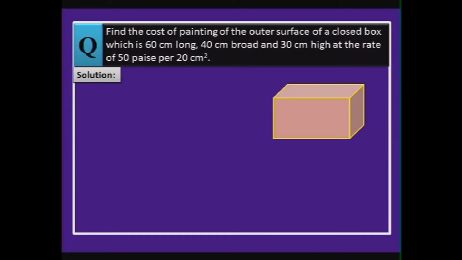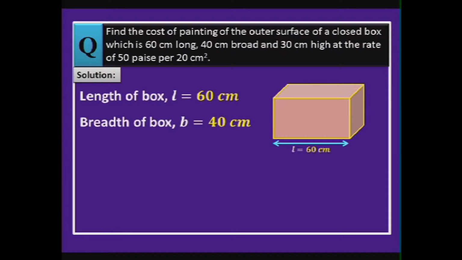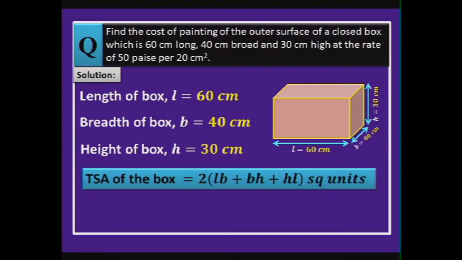So, first we are given a cuboid, a closed box whose length is 60 centimeters, the breadth of the cuboid is 40 centimeters and the height is 30 centimeters. Got it, children? Then what is the formula to find the total surface area of a cuboid? 2 into LB plus BH plus HL square units.